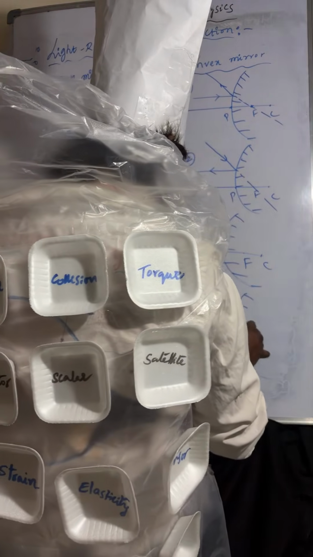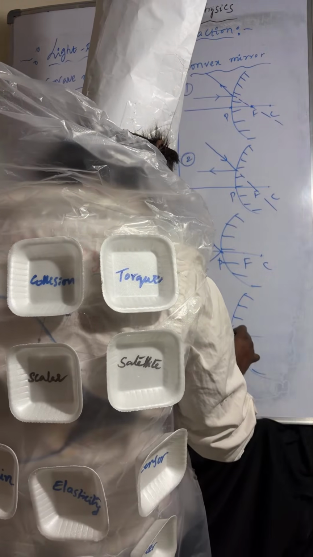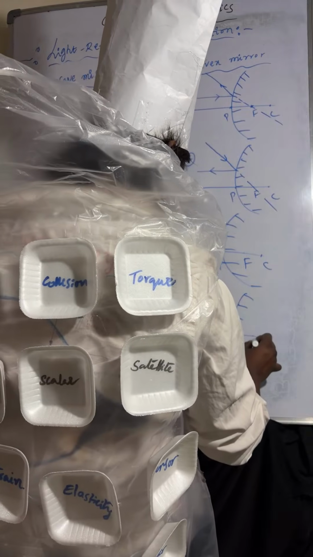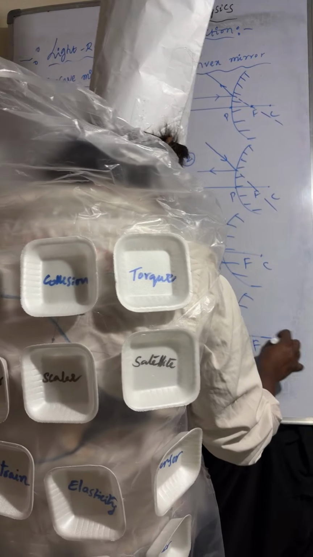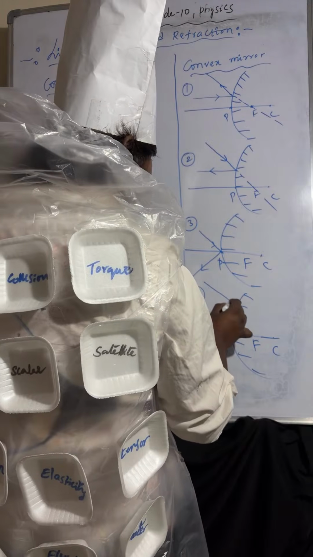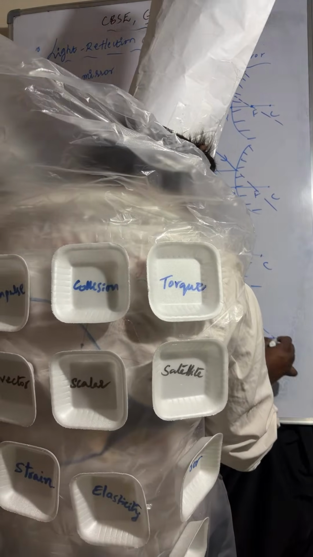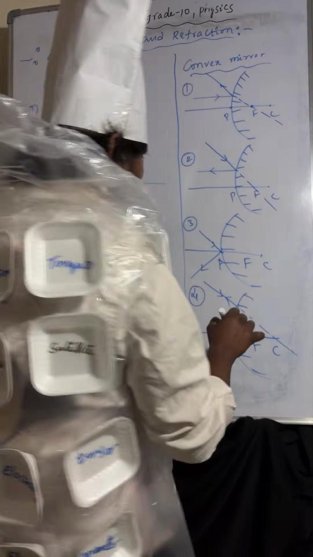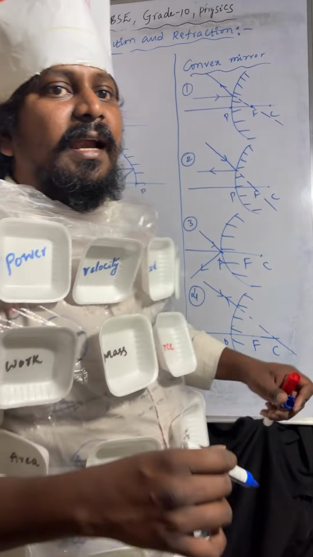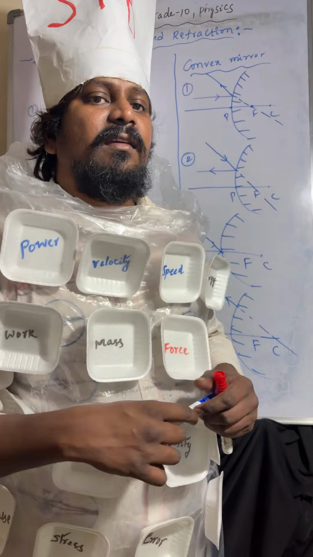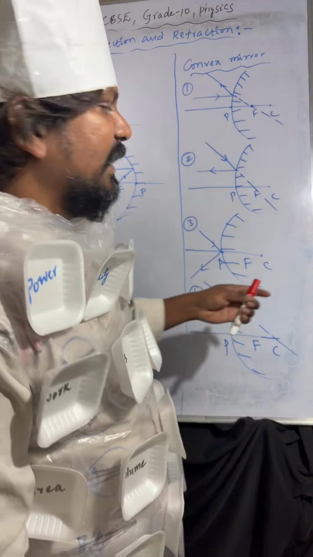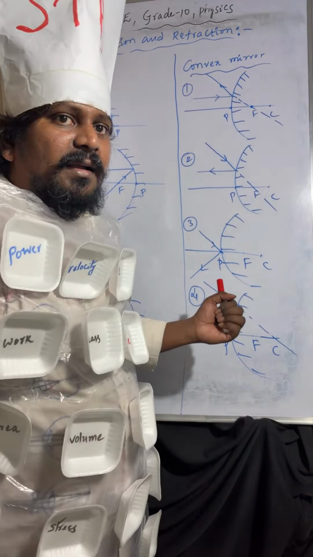So light rays, pole, focus, center of curvature, light rays passing through center of curvature, so it retraces its original path. Okay, the light rays passing along the center of curvature retrace. The light rays incident at the pole reflect back.